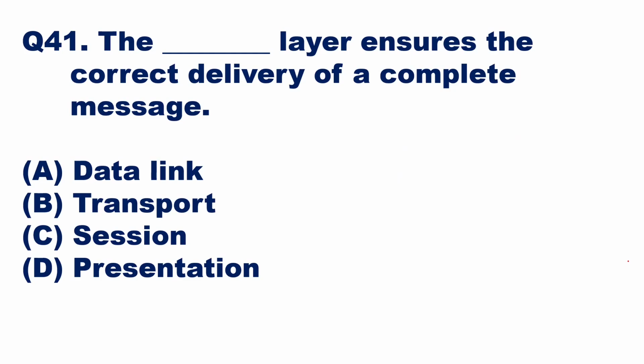The dash layer ensures the correct delivery of a complete message. In the OSI model of 7 layers, which is the layer which will ensure correct delivery of a complete message? The answer out of these 4 options is transport layer. So option B, transport layer, is the correct answer.